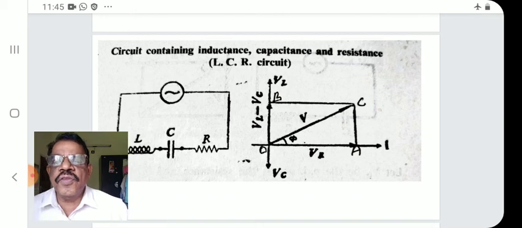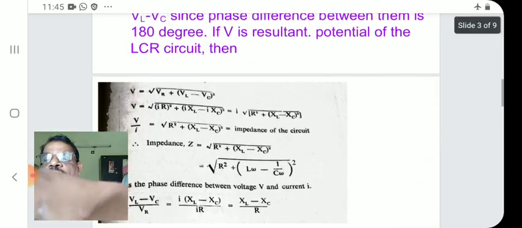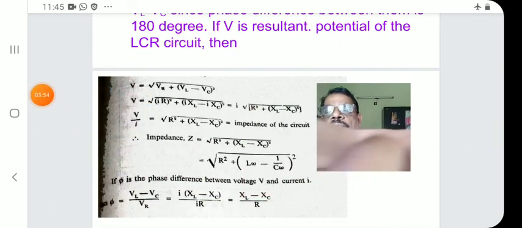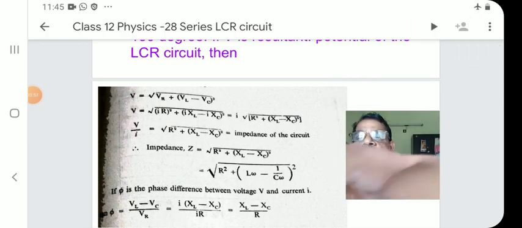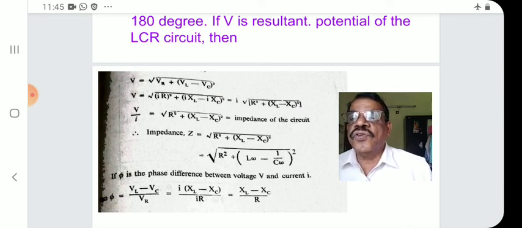There is an angle phi between OC and VR. OC square is OA square plus AC square. OC is V, OA is VR, and AC is OB, VL minus VC. So V square is VR square plus VL minus VC whole square, and V is the root of VR square plus VL minus VC whole square.